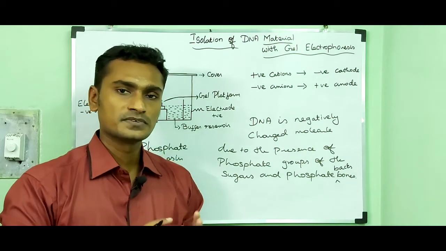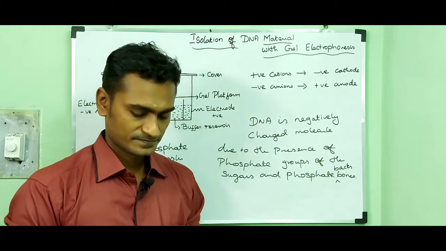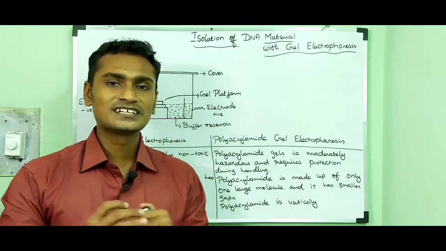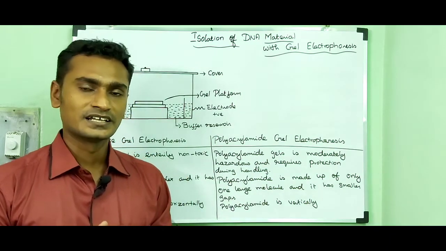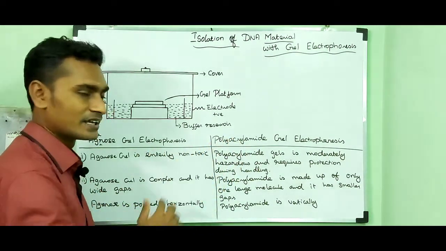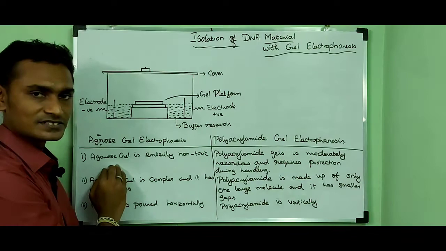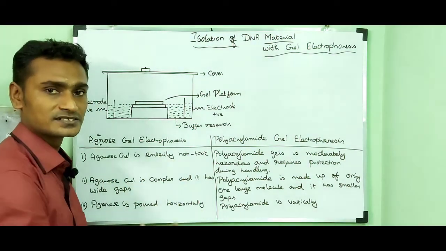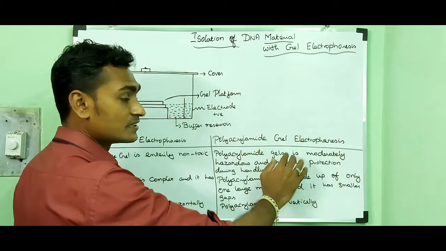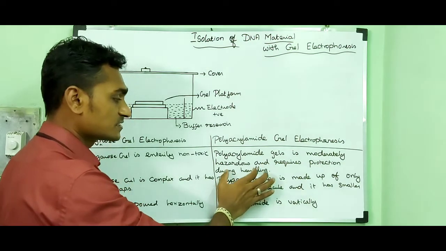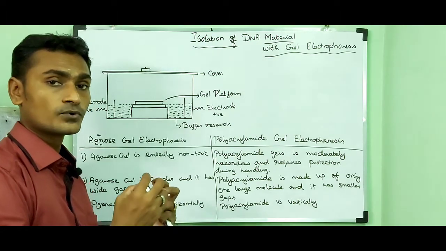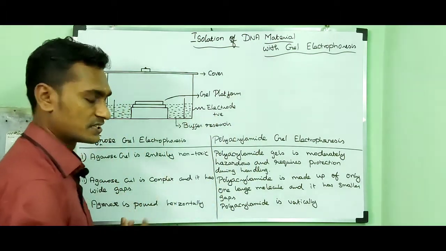I give you the difference between the two gel electrophoresis. Let me point out the difference between Agarose gel electrophoresis and Polyacrylamide gel electrophoresis. Here I have written three major differences. In Agarose gel electrophoresis, the Agarose gel is entirely non-toxic. It is not harmful to us. While in the case of Polyacrylamide gel, it is moderately hazardous and requires protection during handling. So it is moderately poisonous, and we have to take precautionary measures before handling the polyacrylamide gel.